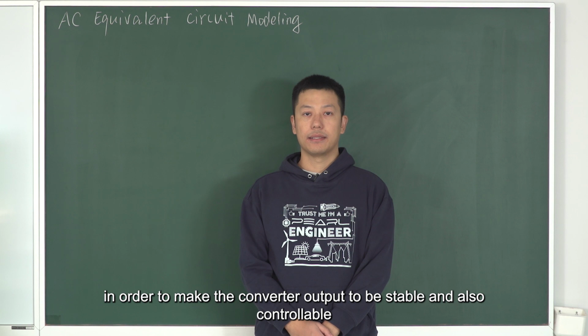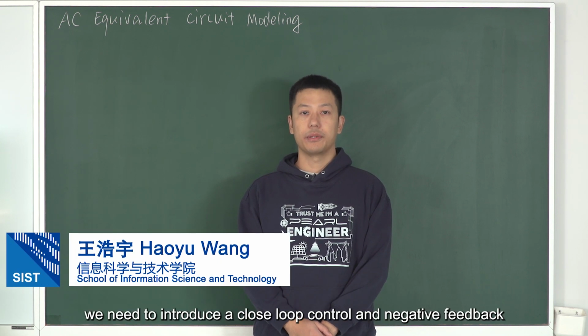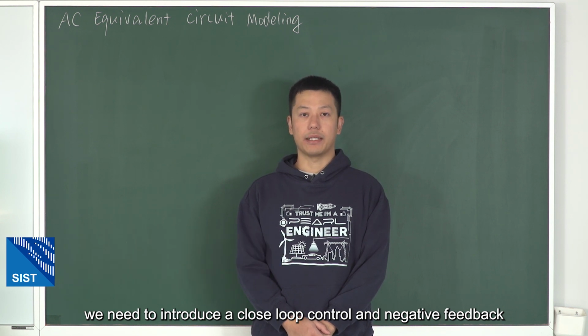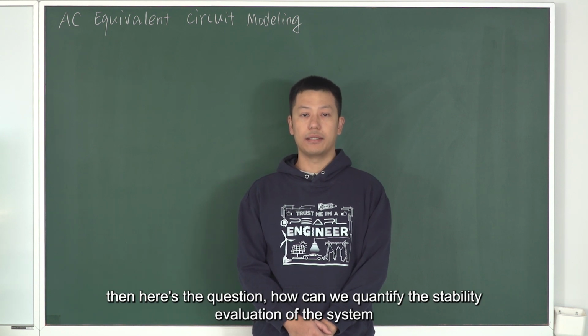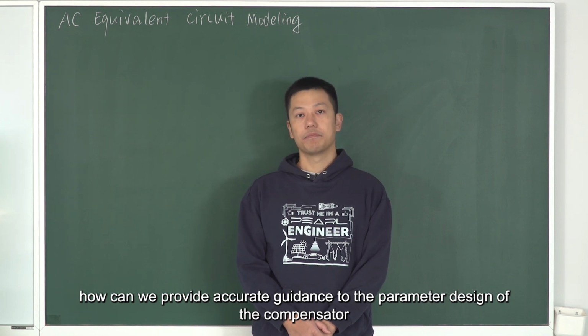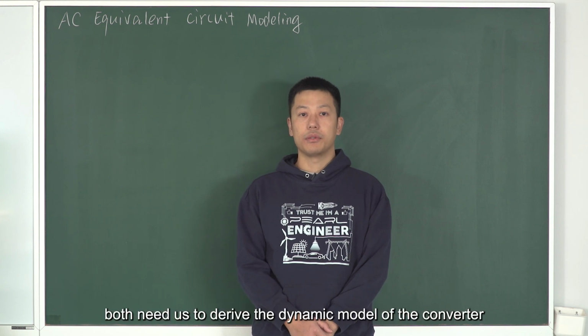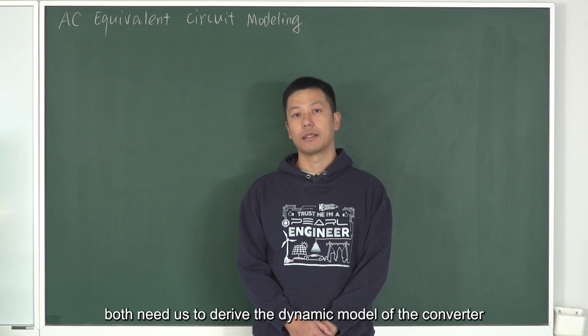In order to make the converter output stable and also controllable, we need to introduce closed loop control and negative feedback. Then here are the questions. How can we quantify the stability evaluation of the system? How can we provide accurate guidance to the parameter design of the compensator? Both need us to derive the dynamic model of the converter.